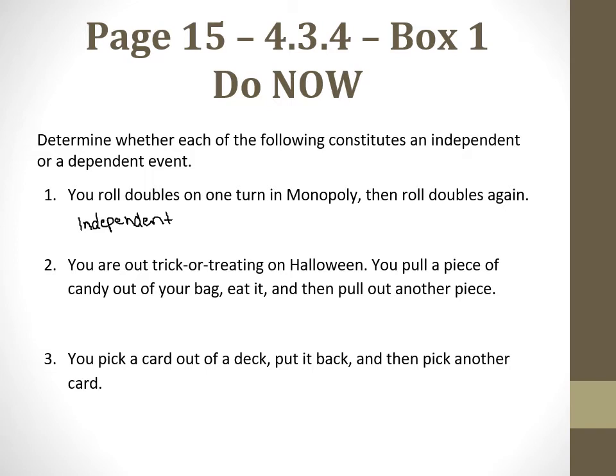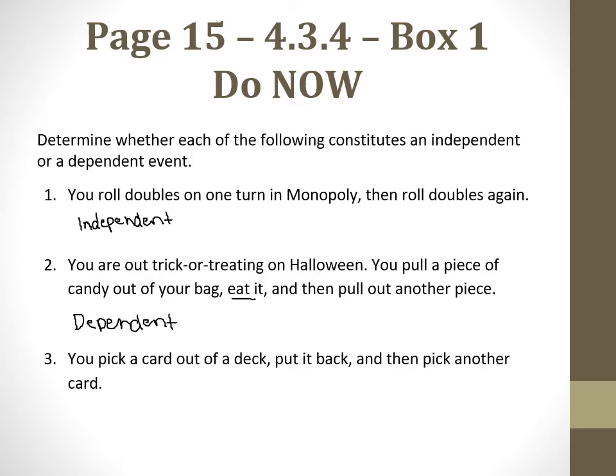Question 2, you are out trick-or-treating on Halloween. You pull a piece of candy out of your bag, eat it, and then pull out another piece. And this would be an example of a dependent event. The reason being that once you pull a piece of candy and keep it or eat it, there's one less possible piece of candy in the bag, so there's one less possible outcome for that second piece that you pull.